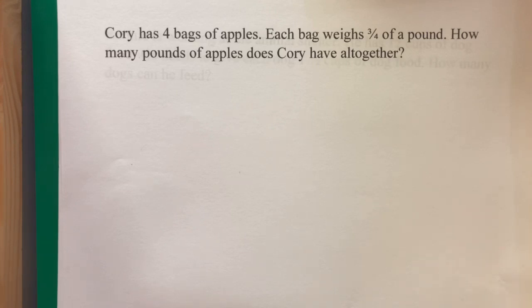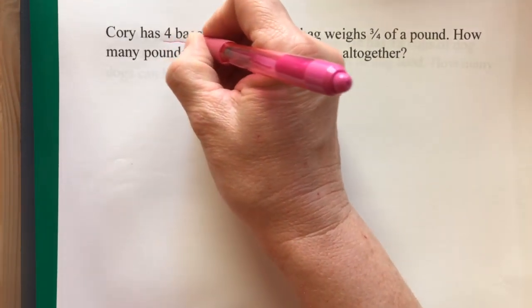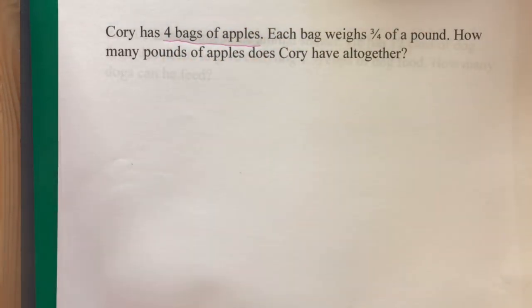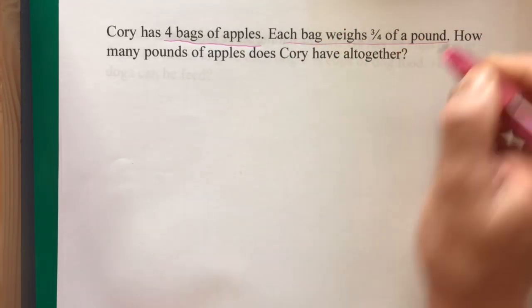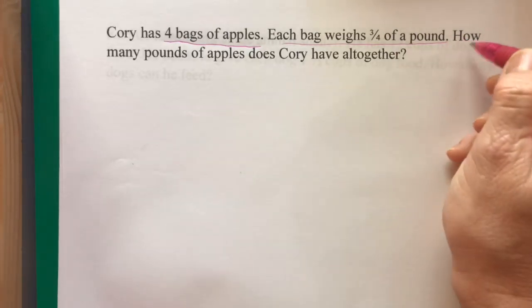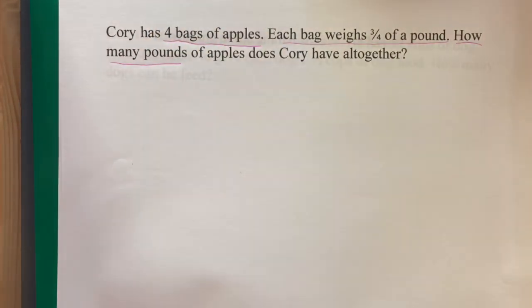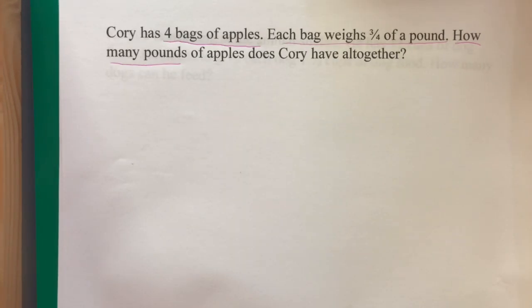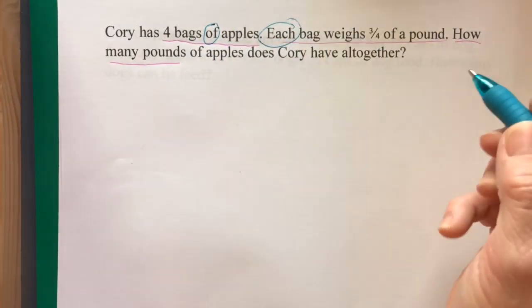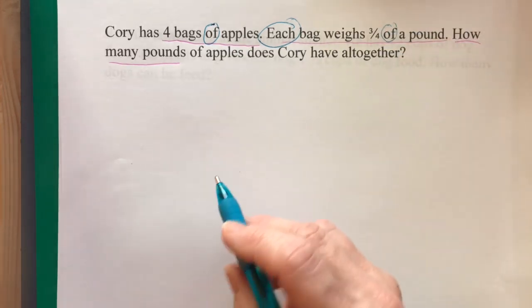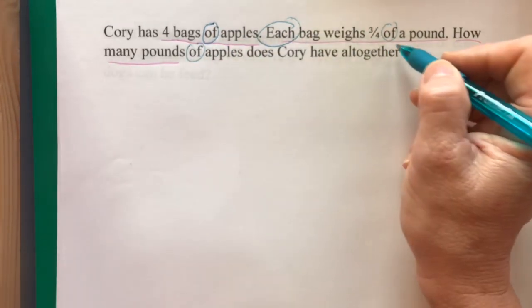Let's read it a second time to understand the problem, figure out what our question is, and what information we have. Corey has 4 bags of apples. Each bag weighs 3/4 of a pound. And how many pounds does Corey have altogether? Now, if we were to just start circling all of our keywords, we would say we have of, we have each, we have of, we have of, and we have altogether.